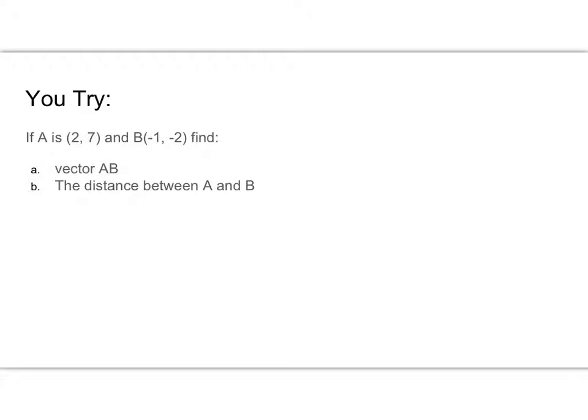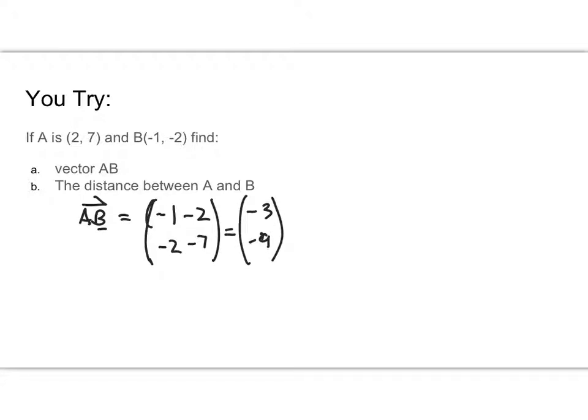Okay. Let's check your answer. First we're going to find vector AB, and to do that we're going to subtract the x components with B being first, so -1 minus 2, over the y components, -2 minus 7, which gives me -3 over -9. So that's my vector A to B.